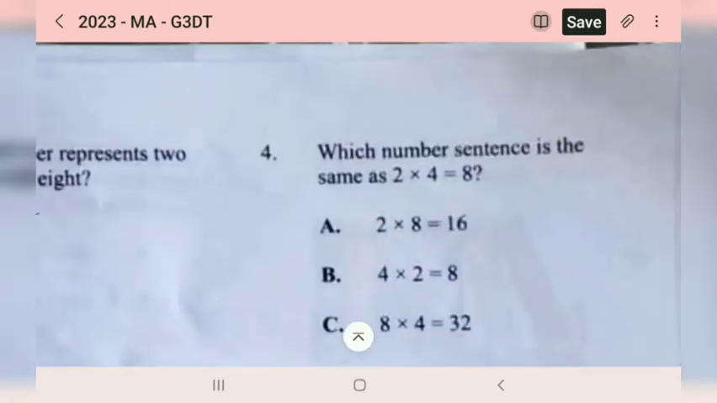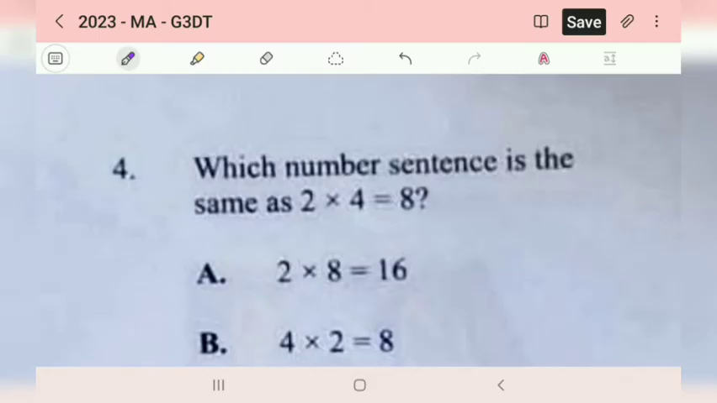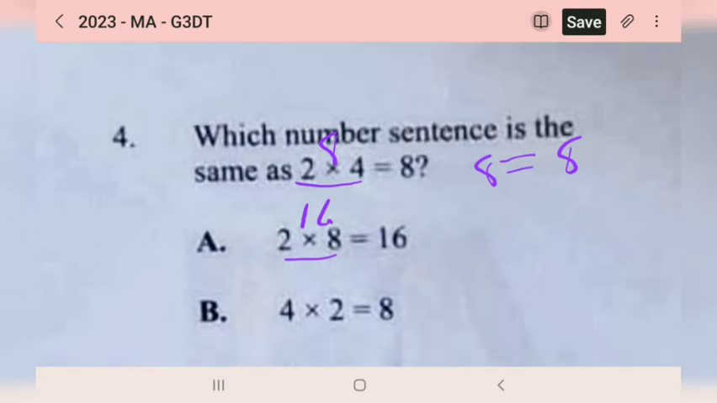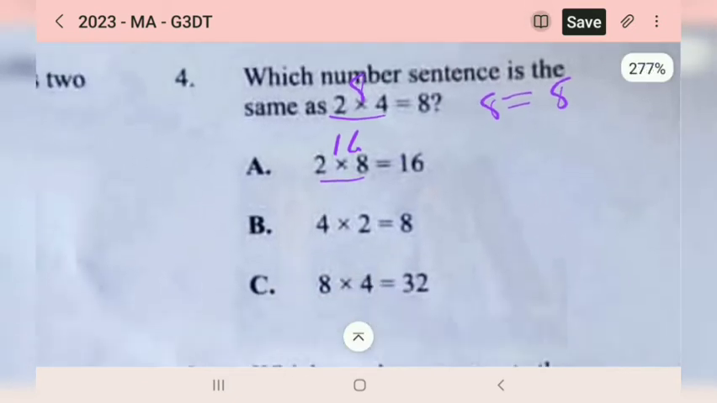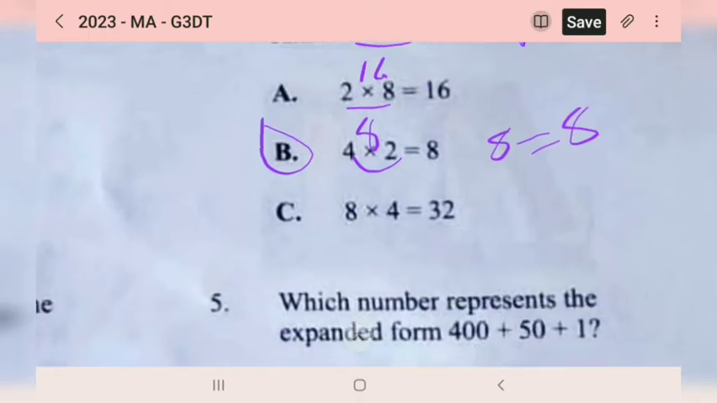All right. Let's go to number 4. Which number sentence is the same as 2 times 4 equals 8? So 2 4s equal 8, meaning 2 times 4 is 8, meaning 8 equals 8. So 2 8s are 16, but we're looking for 8 equals 8, though 16 equals 16, so it's not that one. Let's look at B. 4 2s are 8, meaning 8 equals 8. That's the answer. Grab and run. We don't need to continue working it out.